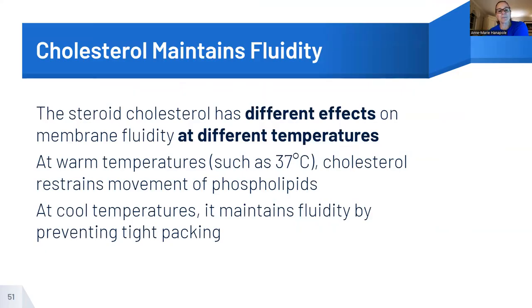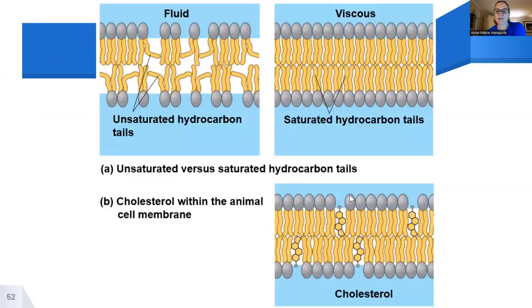And so at different temperatures, again, the fluidity is going to affect the movement of them. And so we have a steroid called cholesterol that will have different effects on that membrane at different temperatures. So it's going to be embedded in the membrane. So if we look at this picture down here at the bottom, these four ring structures, those are cholesterols, and they're embedded in the membrane. And that's going to have an effect on the fluidity of the membrane. And whether it's a cold temperature or a hot temperature is going to affect it differently.